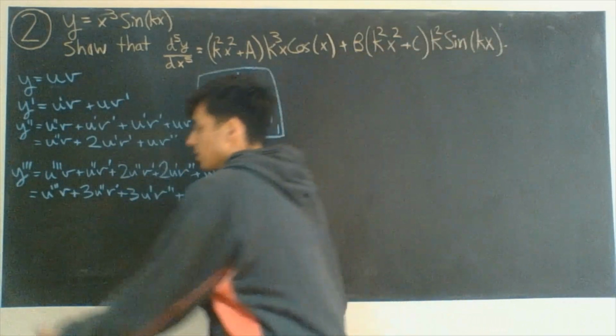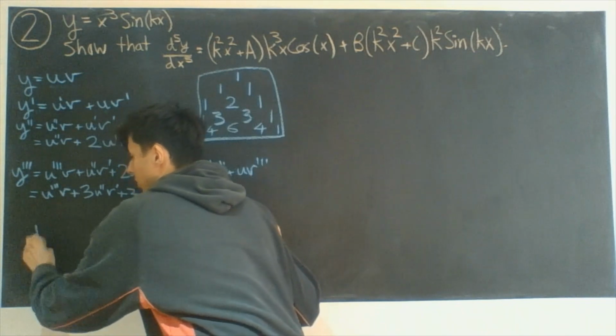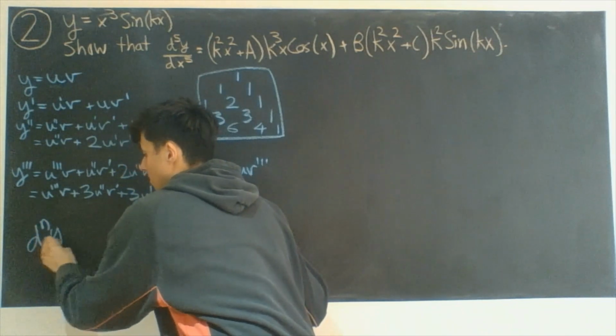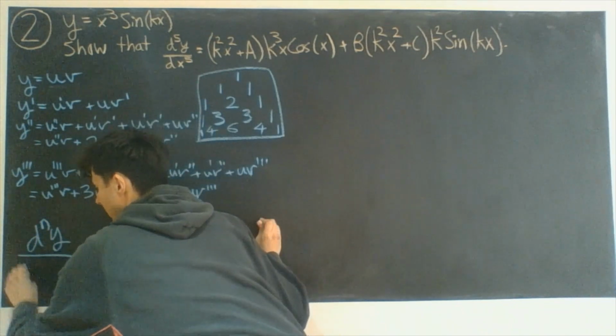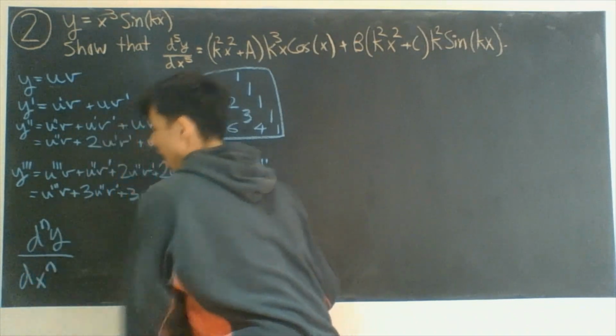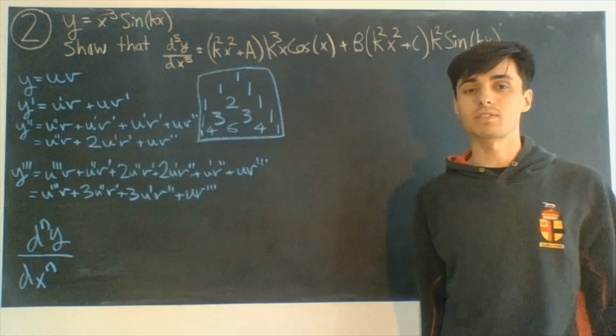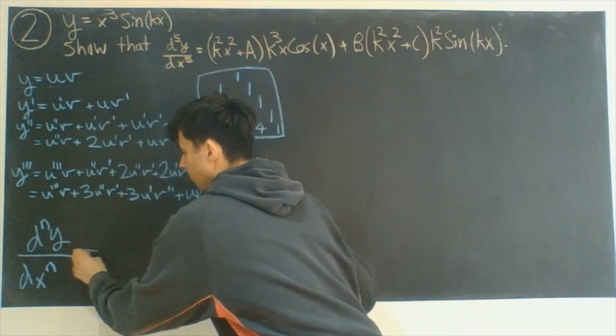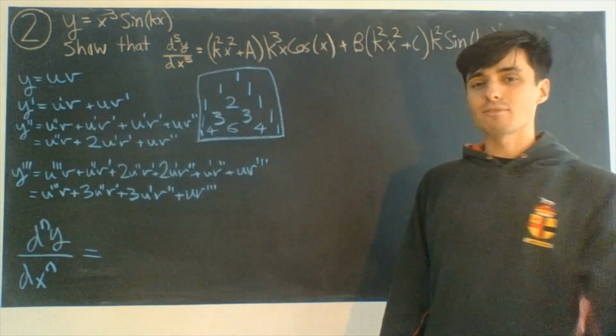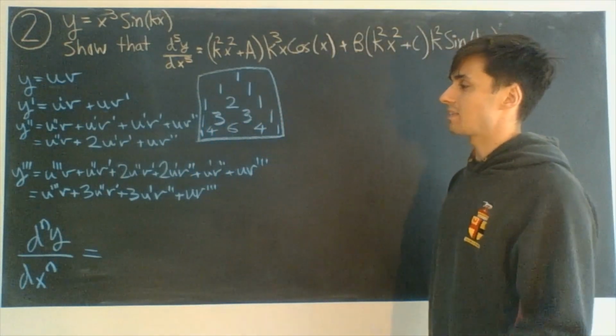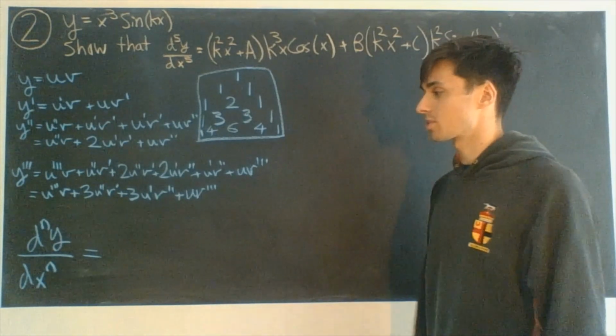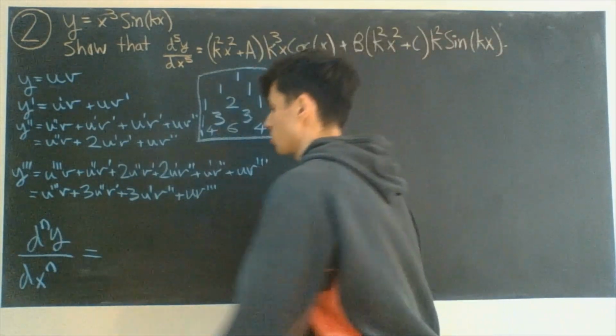So we could write d^n y by dx^n. That's the nth derivative of that function y. And what we have for this nth derivative is a sum of terms. So we need to write it as a sigma sum.